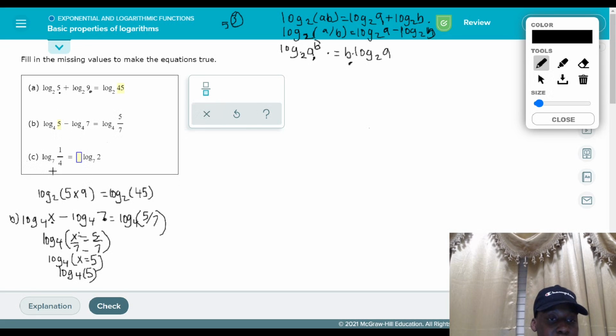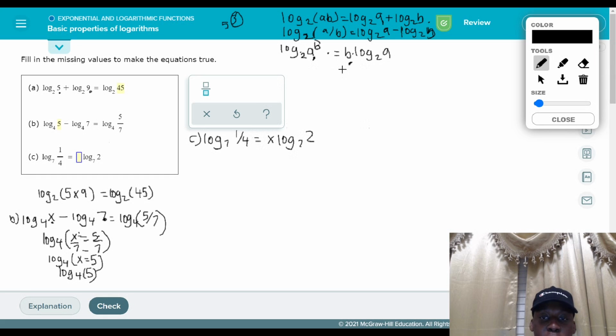The next question is saying log 7 raised to the power 1 over 4 equals an empty box times log 7 of 2. Let me write that down. We have to observe this question. At first, we know that the log 7 are the same on both sides of the equation, so we're good for now. So this is log 7 to the power 1 over 4 equals x log 7 of 2.